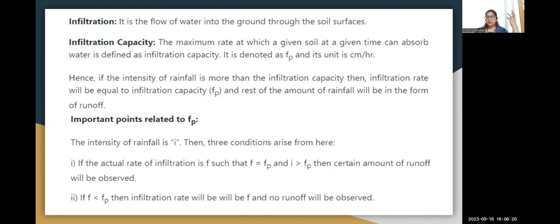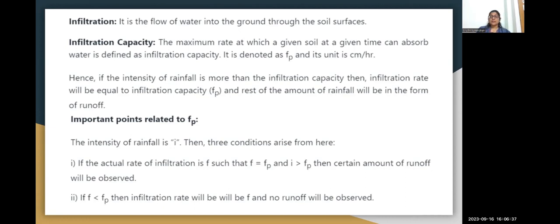It will have a value which is equal to the infiltration capacity, or it can have a value which is lesser than the infiltration capacity. That rate of water at that particular time, the rate with which water is flowing inside the soil, is called the infiltration rate.